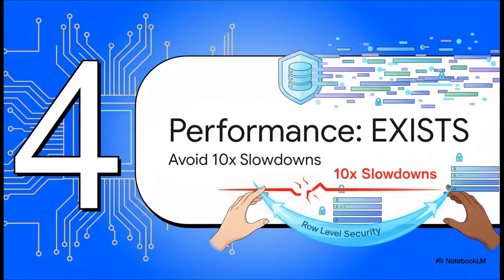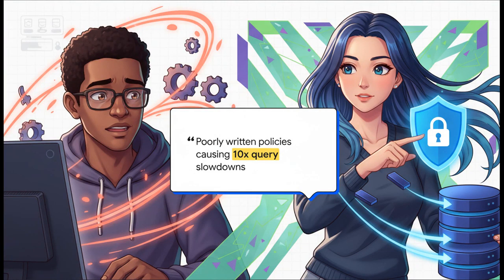So RLS is amazing for security, but a badly written policy can be an absolute disaster for your application's performance. In fact, it's probably one of the most common reasons we see databases grind to a halt. And I'm really not exaggerating here. The source material for this explainer calls it out directly. We are talking about queries suddenly becoming 10 times slower or even worse. This isn't some tiny optimization. This is the difference between an app that feels instant and one that's just completely unusable.